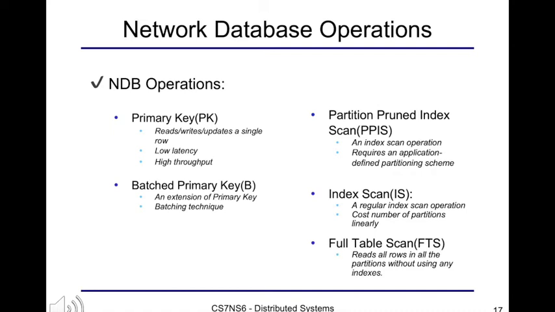The fourth operation is index scan operation. It's a regular index scan operation that hits all partitions in NDB. Its cost scales linearly with the number of partitions, compared to the partition pruned index scan operation that has a constant cost. The last operation is full table scan operation. This operation reads all rows in all the partitions in NDB without using any indexes.